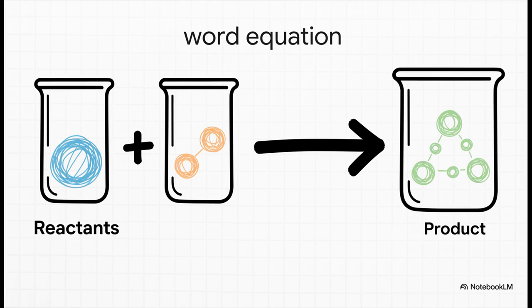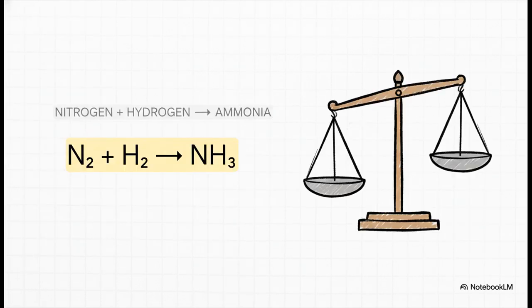That arrow in the middle just means yields or produces. Simple as that. Now let's translate those words into symbols. We just learned that nitrogen and hydrogen are both on our diatomic list, so they have to be N2 and H2, and the chemical formula for ammonia is NH3. So that gives us N2 plus H2 yields NH3.